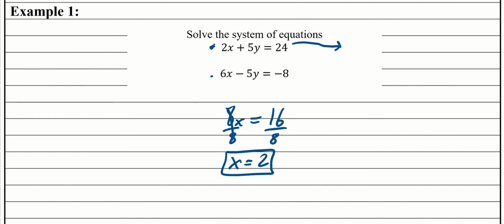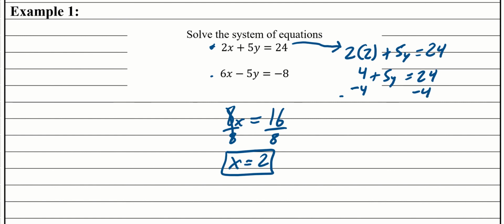So if I rewrite this, knowing that x equals 2, instead of x, I'll plug in 2, plus 5y equals 24. Now we just need to solve for y. Make sure you do your order of operations. I have 2 times 2, which is 4, plus 5y equals 24. This is a positive 4, so I'm going to subtract it to get 5y equals 24 minus 4, which is 20. Last step, divide by 5, and I get y equals 20 divided by 5, which is 4.